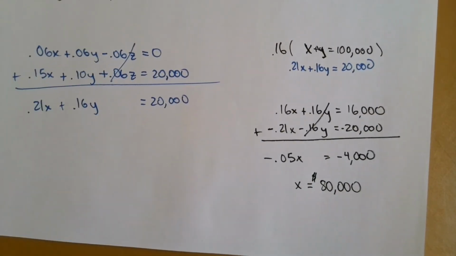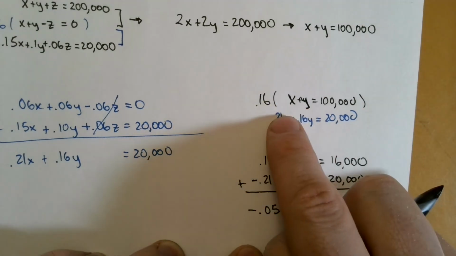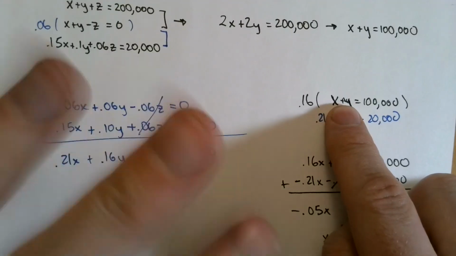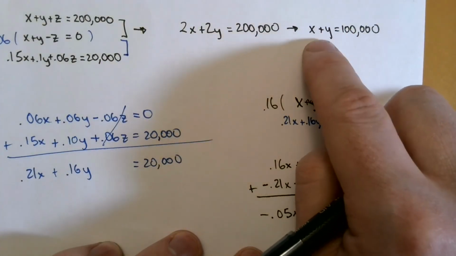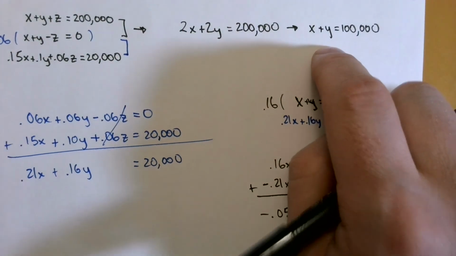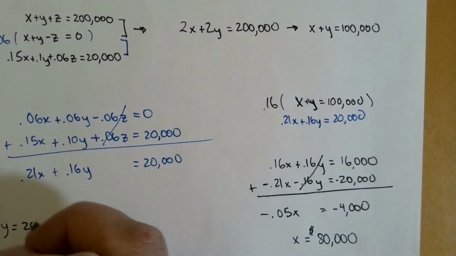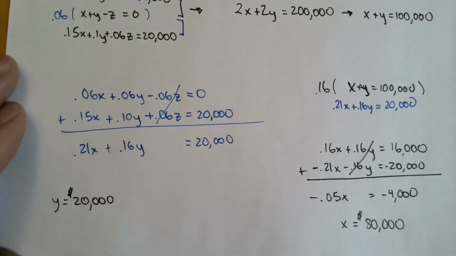Okay, so you're dropping 80,000 in the high risk. That's our x. Now we can take this 80,000 and plug it into any of the two-variable equations we want. Doesn't it look like we should plug it in here? Hopefully you can see that when we plug it in, we get y equals 20,000. The proof of that is left as an exercise for the student.